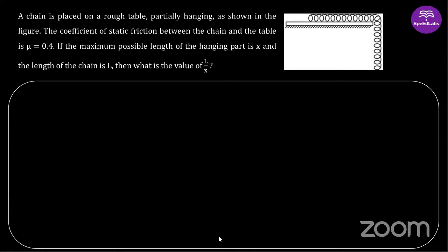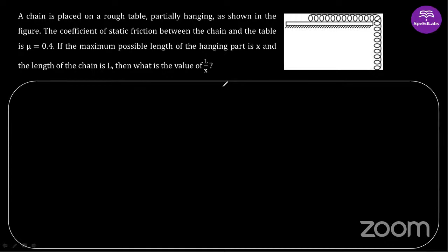A chain is placed on a rough table, partially hanging as shown in the figure. The coefficient of static friction between the chain and the table is mu equal to 0.4. The maximum possible length of the hanging part is x, and the length of the chain is L. What is the value of L by x? So they are saying it is the maximum possible part which can hang without slipping.